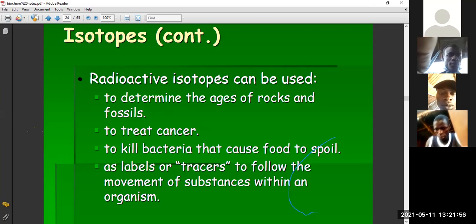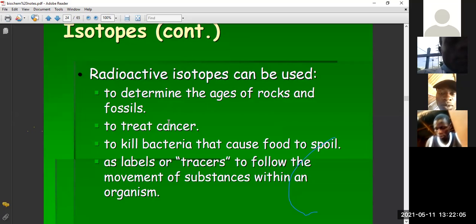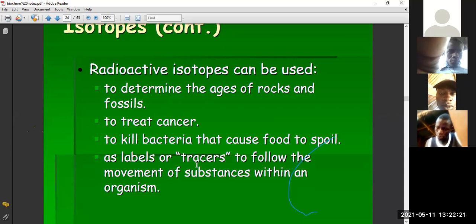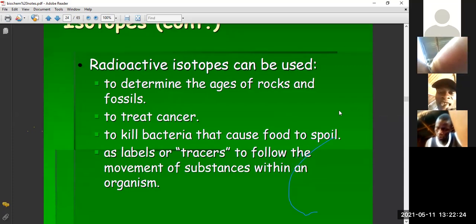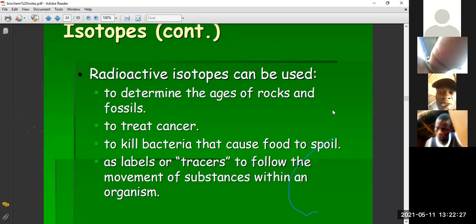You understand? Are we together? Yes, we are. Thank you. They also help to kill bacteria that cause food to spoil. Also, they help as labels or tracers to follow the movement of substances within an organism. Question. Go ahead. One of the points says to kill bacteria that cause food to spoil. So my question is, are they being installed in refrigerators?